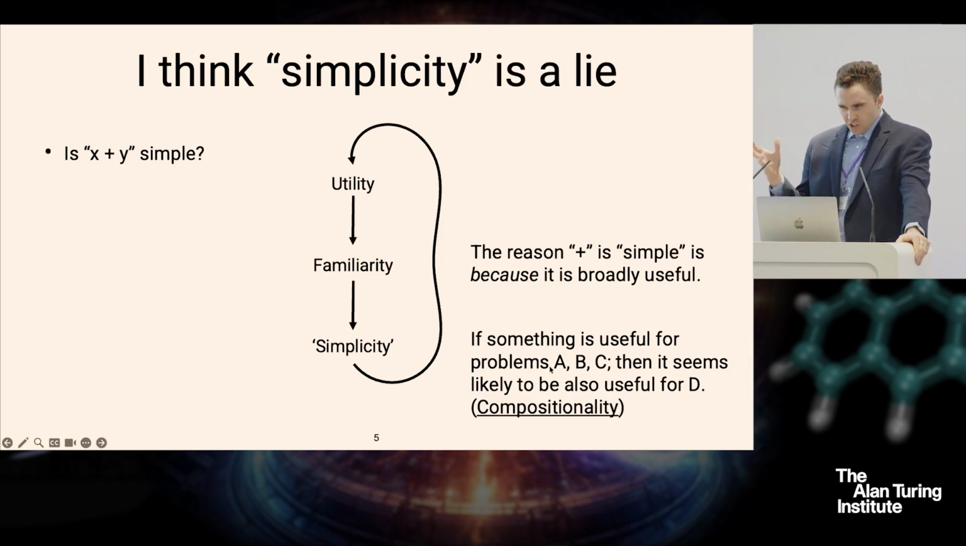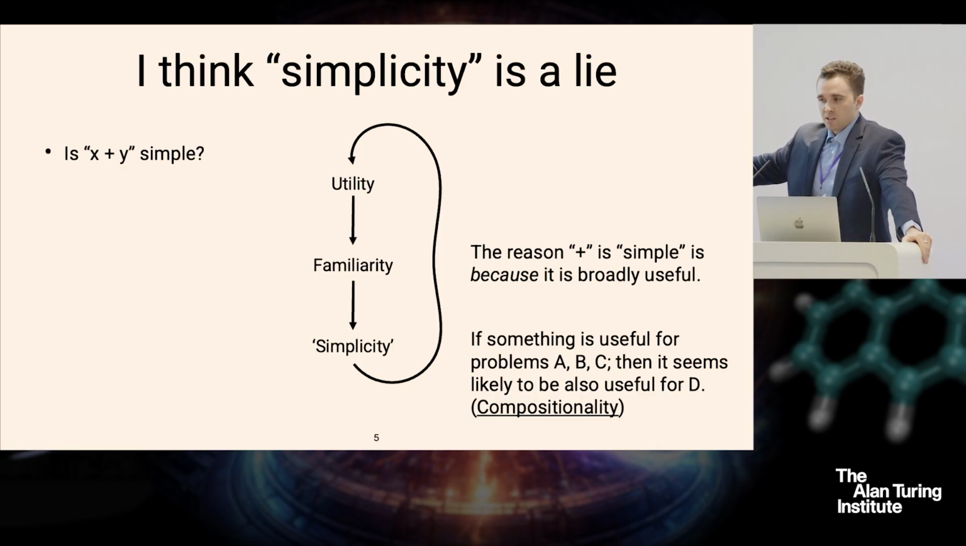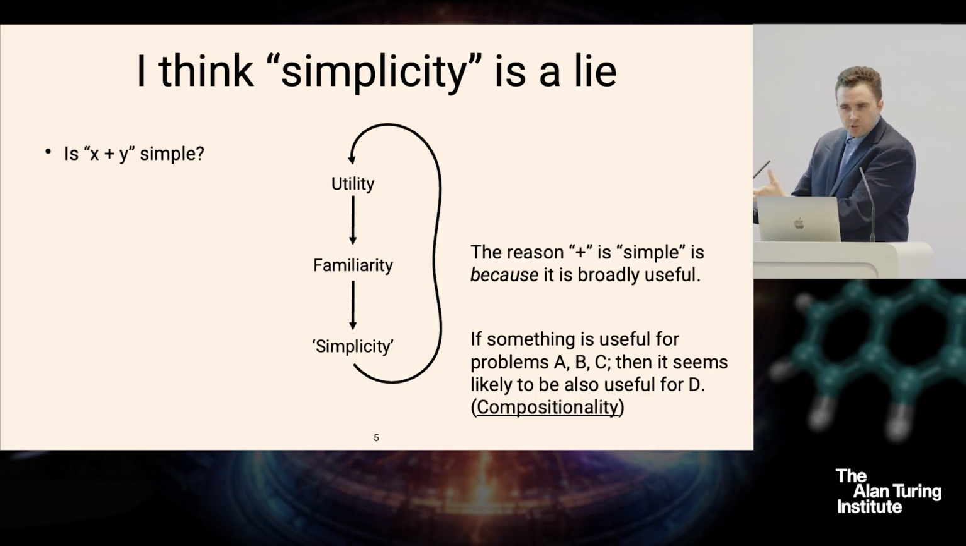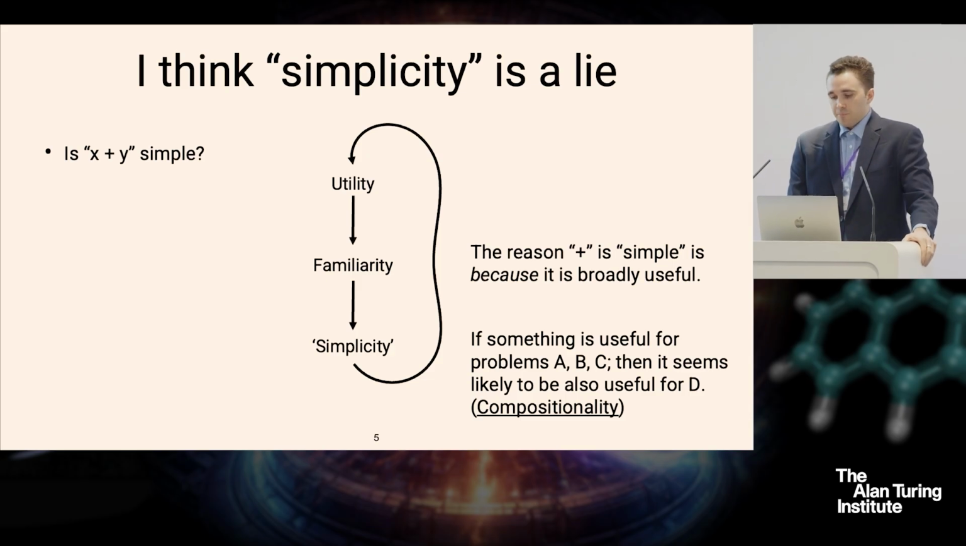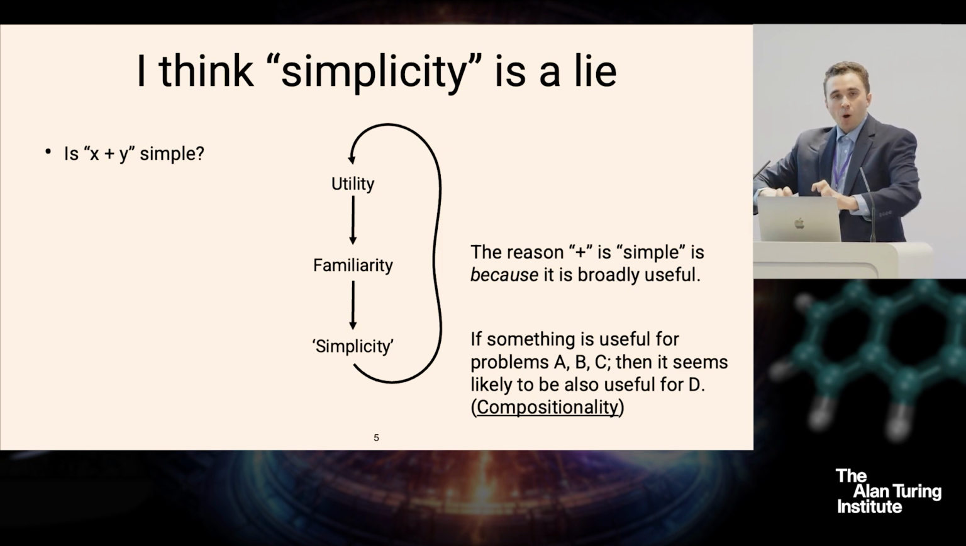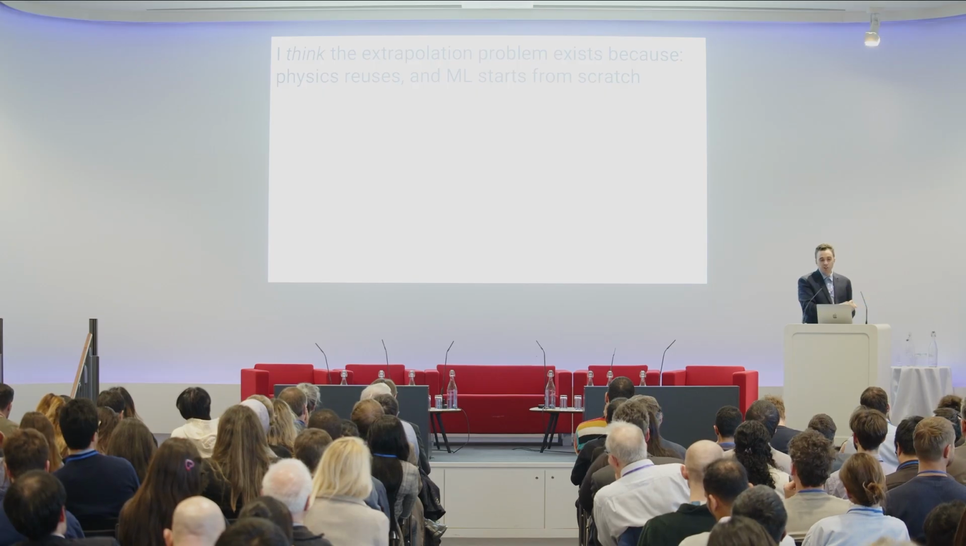And so the general statement is that if something is useful for problems A, B, and C, maybe a concept is used in different ways, then it's probably also useful for this new problem D. I think it's interesting that the world can be described by composing concepts that are useful in other things. But I think the extrapolation problem, this huge discrepancy between physics and machine learning, exists because physics reuses concepts and traditional machine learning starts from scratch.